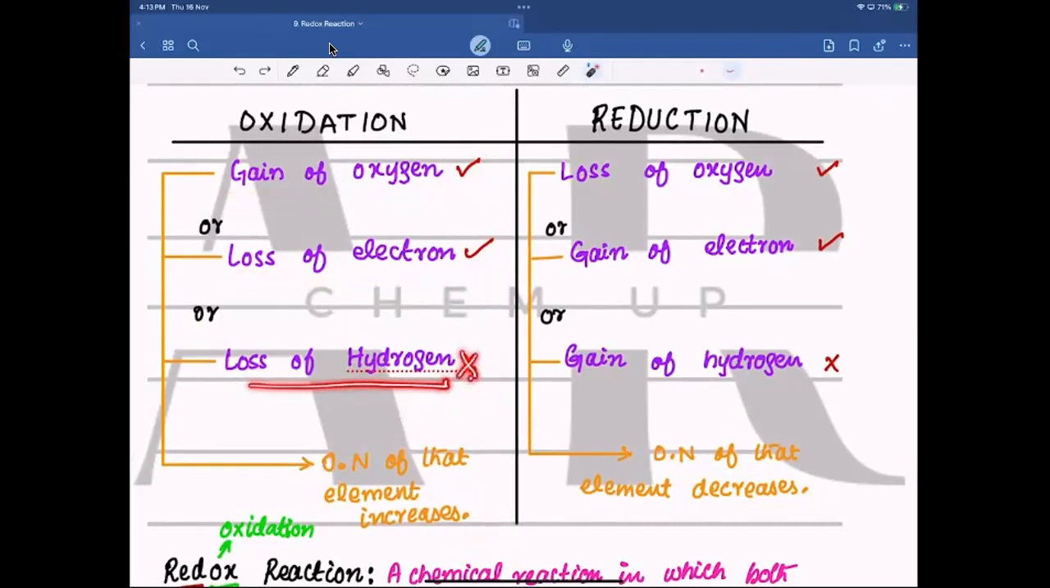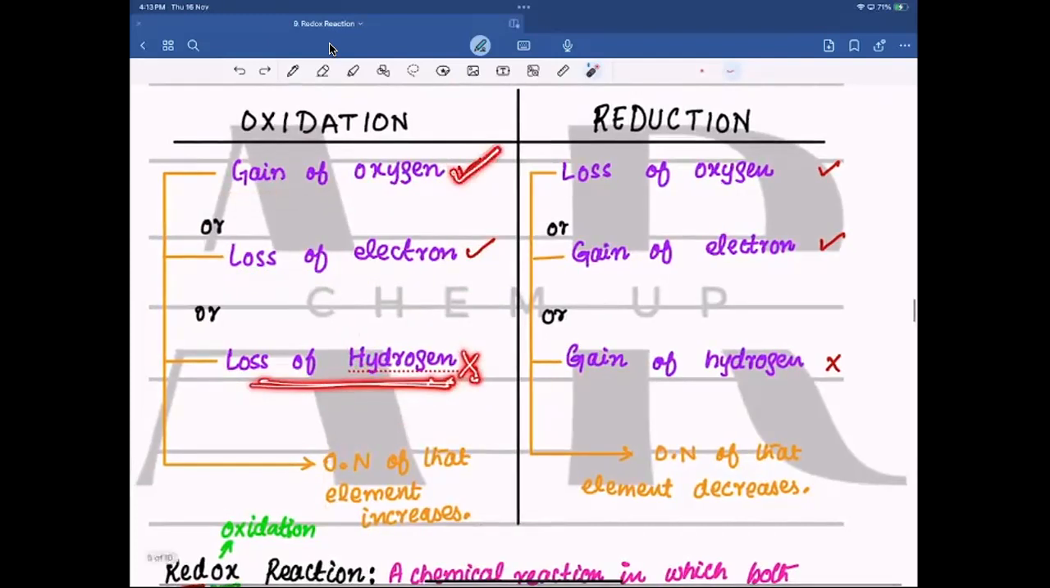So this thing only occurs. It is because you are not going to write this thing from now onwards. In previous past papers, you are going to see this statement in the marking scheme. So that's why I've written it over here. Otherwise, when you write the answer, you are going to explain oxidation as a gain of oxygen, as a loss of electron, and as an increase in oxidation number of the element.